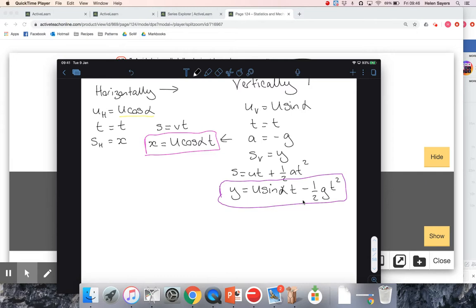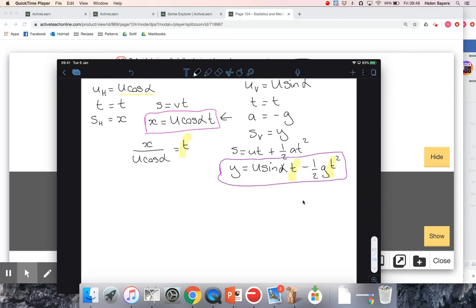So I'm going to make t the subject of this one, and then I'm going to substitute that into this equation. So wherever it says t, I'm going to substitute in x over u cos alpha. Then we'll take stock of what we've got. So that's going to become y equals capital U sine alpha, and then for t, I'm going to substitute in x over u cos alpha, minus a half g, and where it says t, again, I'm going to substitute in x over u cos alpha, and that's all squared.